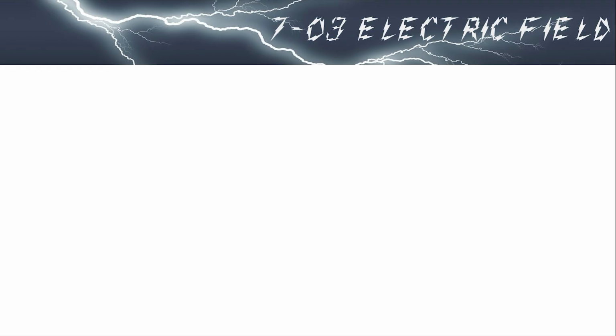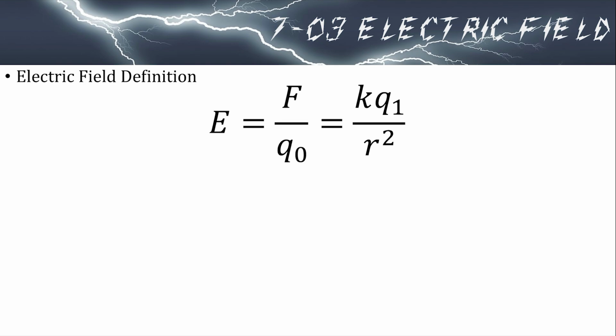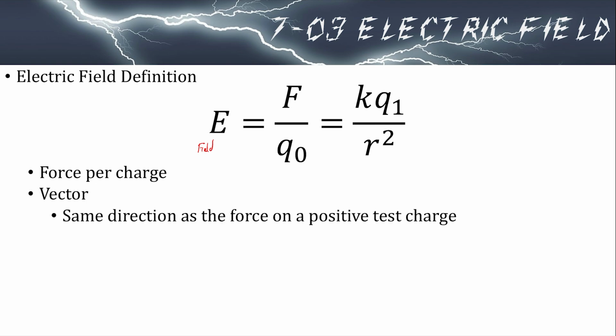This idea of using a test charge to find out about the force in a given area leads to electric field. Electric field is the force per charge. For point charges, that would be kq over r squared, because the force was kqq over r squared, but I've divided by one of the q's. So the E is the electric field, force per charge. It is a vector, has the same direction as the force on a positive test charge.